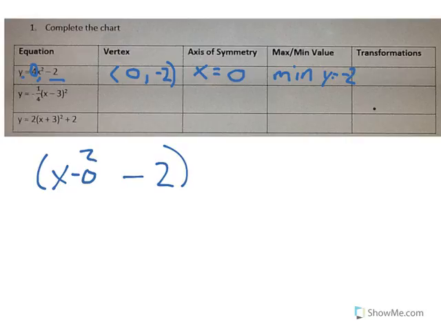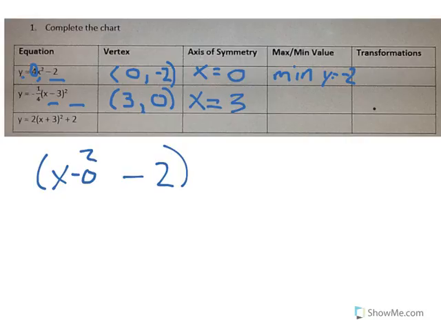For our next equation, number 2, we have y equals negative 1/4 (x minus 3) squared. So again, our vertex is going to be our h value and our k value. We have no k value, so we're going to take our h value of 3 and our k is 0. Watch the sign on the h value. It's always going to be opposite to what's written here. Our axis of symmetry again is our x value, so it's just x equals 3.